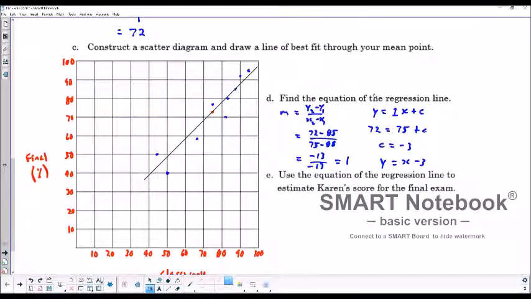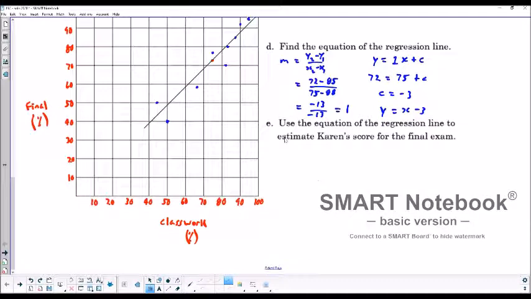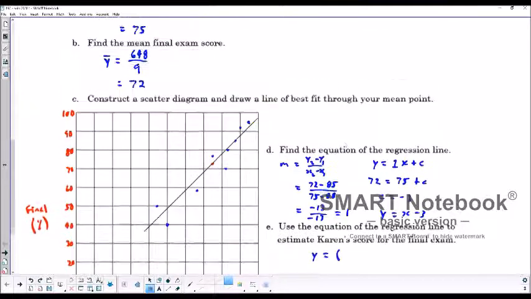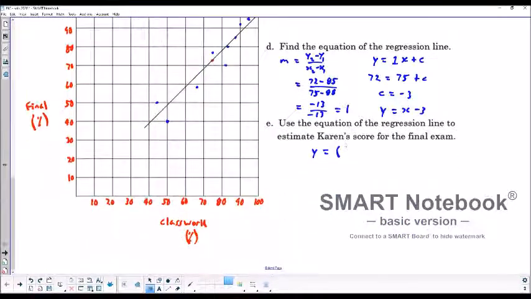So there's the regression line that I've come up with here. And then we want to use the equation of the regression line to estimate Karen's final score for the final exam. Because remember, y is the final. And so we know that her classwork was 80. And so we substitute 80 in for x.